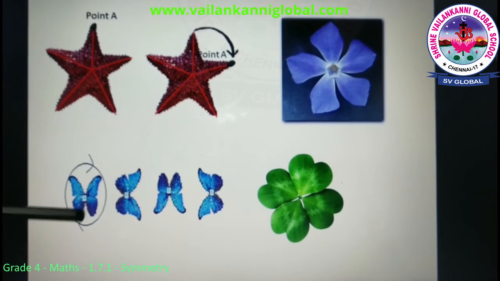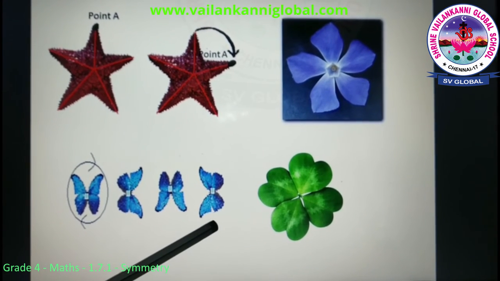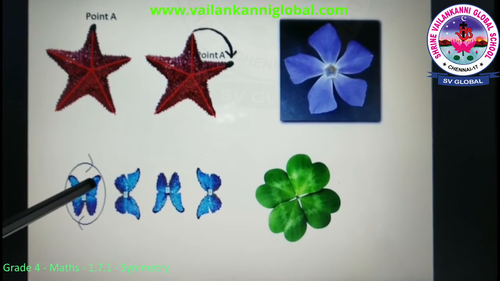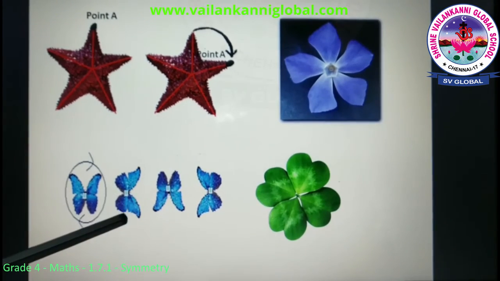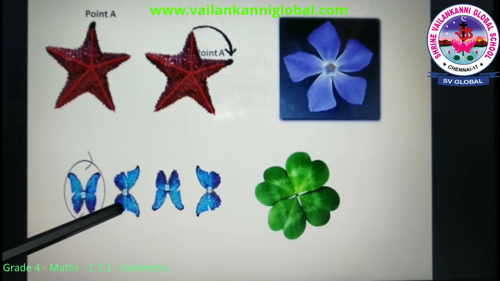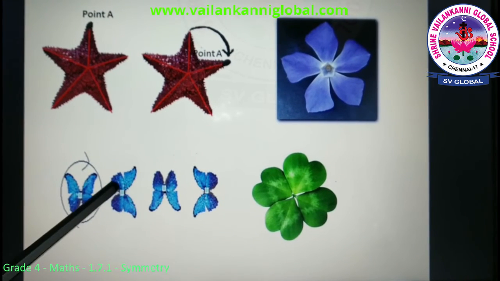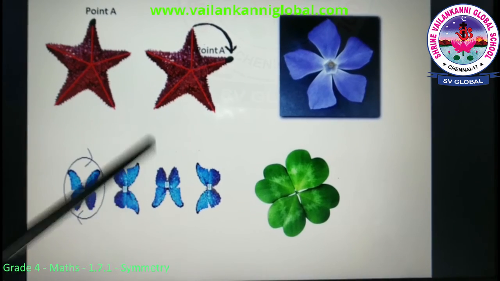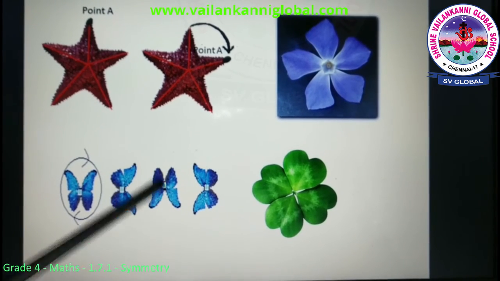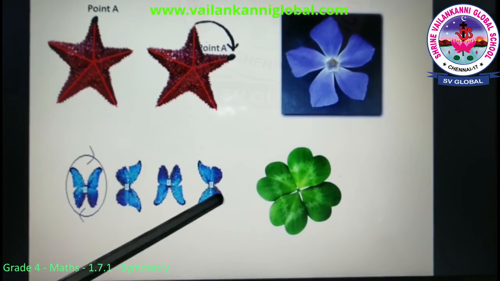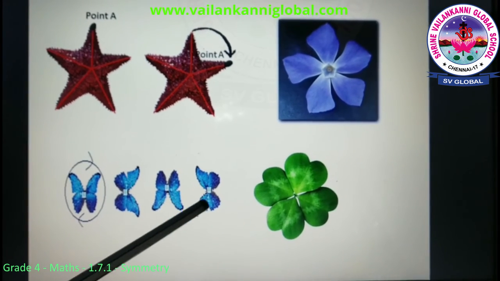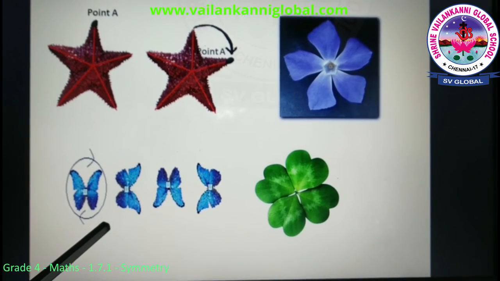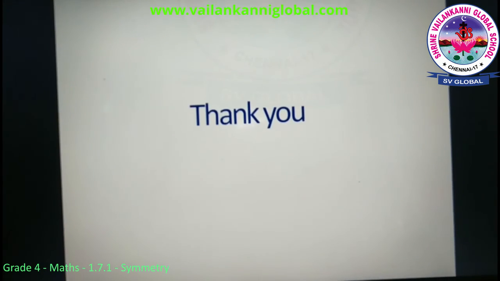The next one is this butterfly. For this butterfly, whenever it rotates, it doesn't get the same sides. If we rotate clockwise, this side and this side are not the same. Again it rotates, no. Like this, no. So for this shape, there is no rotational symmetry. So here it's 0.